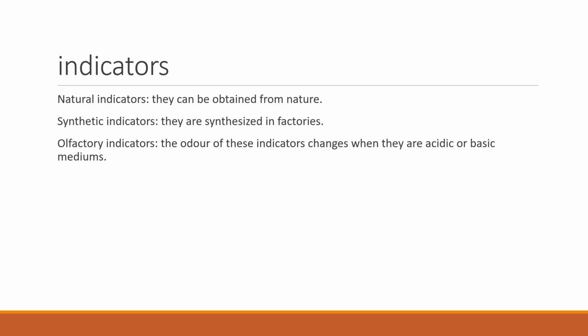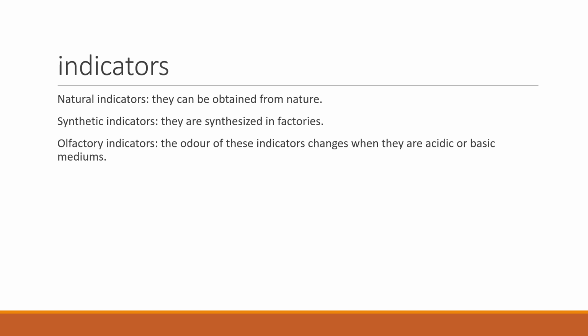Now let's see what are synthetic indicators. Indicators which are synthesized in the laboratory or industry are known as synthetic indicators. For example, methyl orange, methylene blue and methyl red are some of the synthetic indicators. Coming to the olfactory indicators, those substances whose odor changes in acidic or basic mediums are called olfactory indicators. For example, vanilla extract and onion.